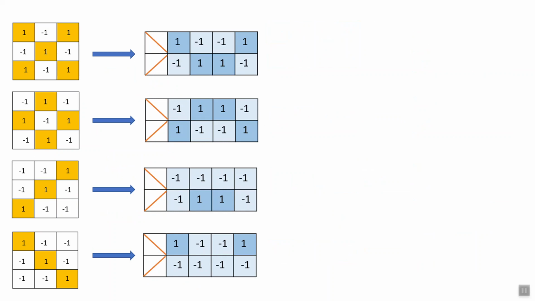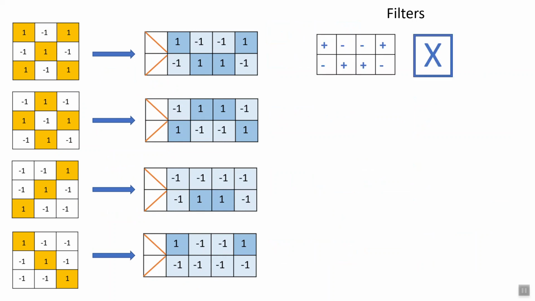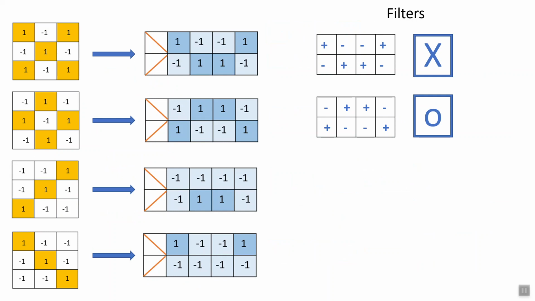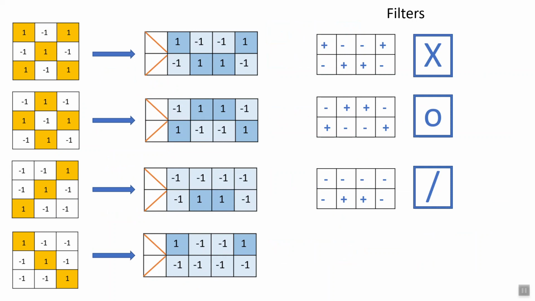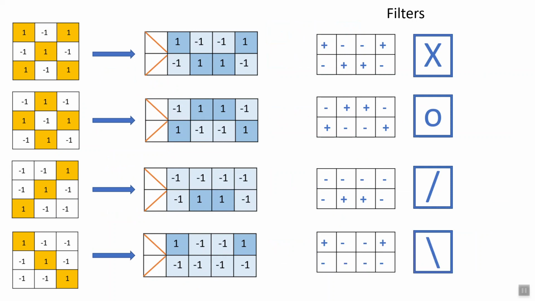And now we are going to create our filters. Okay, so the filters that are used are the green +1 and the -1. So using these pixels, +1, plus, minus, minus, plus, we begin with this filter. It's easy to create. It's just the same thing as the filter for X. Okay, so this is the second one, the filter for O. This is the filter for the forward slash, and the filter for the backward slash.